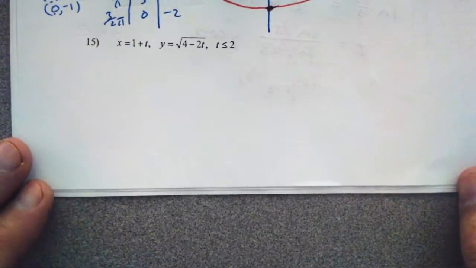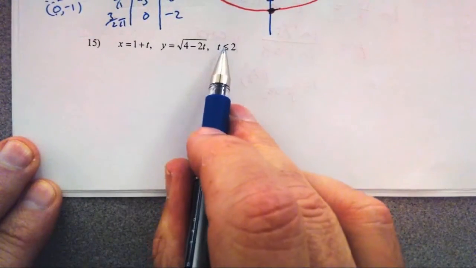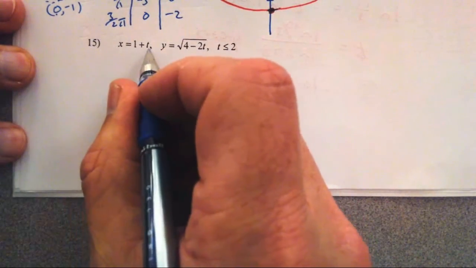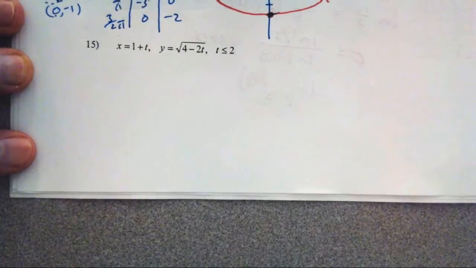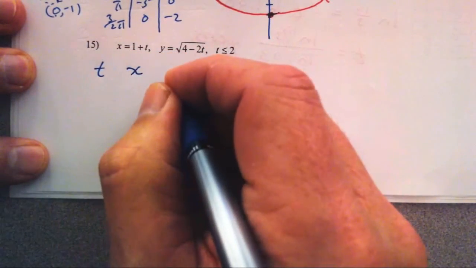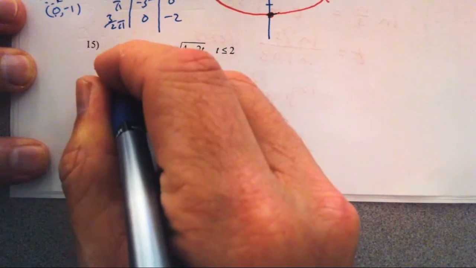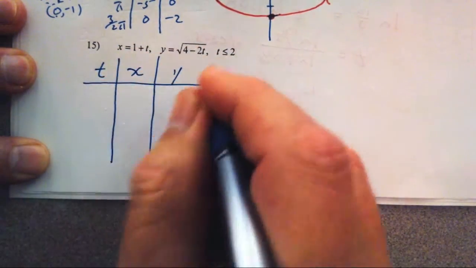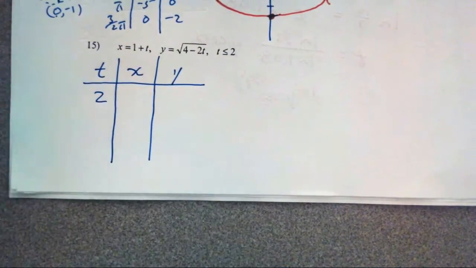Okay, number 15. T is less than or equal to 2. And I've got x is 1 plus t and y is the square root of 4 minus 2t. So I'm going to choose values for t. I'm going to find x. I'm going to find y. I'm going to try to be clever and pick some good values, but most definitely I'm going to put in 2.